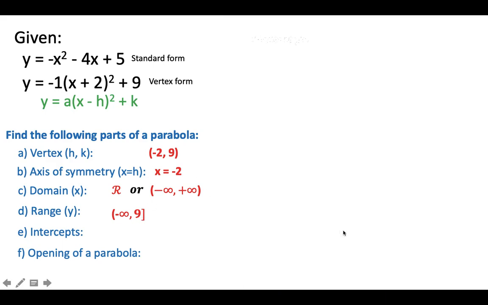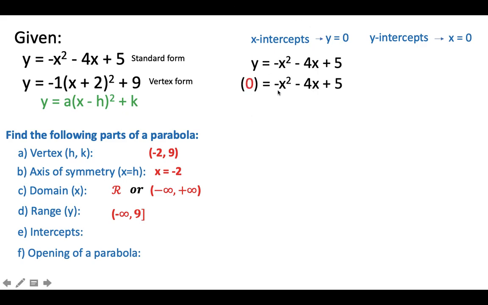Okay, so how about the intercepts? Again, for x-intercepts, it means y is 0. For y-intercept, x is 0. Okay, so we'll use the standard form of a quadratic function. Then we'll just set y equal to 0. Then simplify. So we want this quadratic term to be positive. We want to express this in positive so that it will be easier to solve.